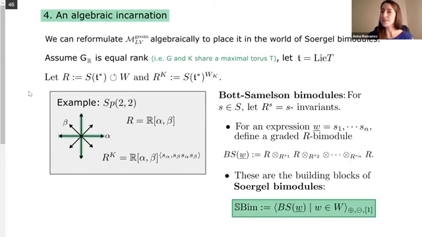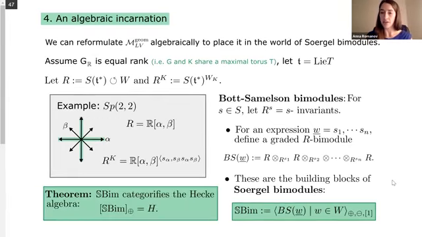And now I can define a special class of R-R bimodules corresponding to every expression of an element in the Weyl group. These are Bott-Samelson bimodules, and they're written down in the following way. These are the building blocks of the category of Soergel bimodules. So if we take the category generated by these, we end up with another category which categorifies the Hecke algebra. This category can be given the structure of a Z[v, v^-1]-module by asking that v act by grading shift, and then its Grothendieck group is an algebraic categorification of the Hecke algebra.